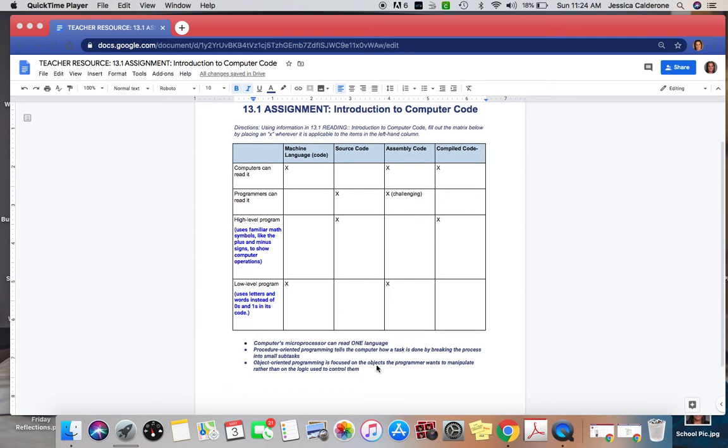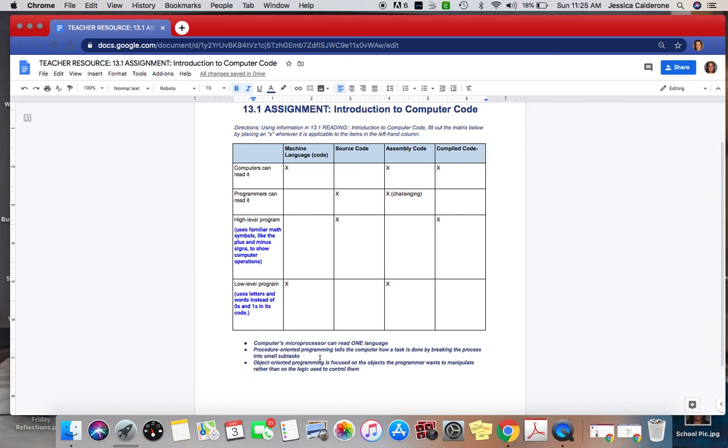I also added some notes down here that again are going to be beneficial for your Unit 5 quiz. Okay, a computer's microprocessor can only read one computer language. One. Repeat, one. Okay, these two bullet points, they are from your 13.2 reading, but I wanted to reiterate them with you again for your Unit 5 quiz.